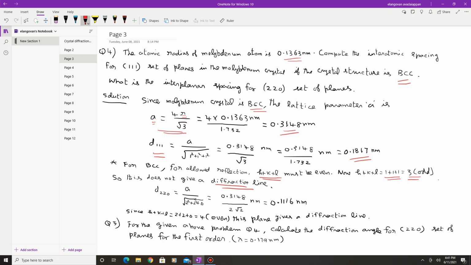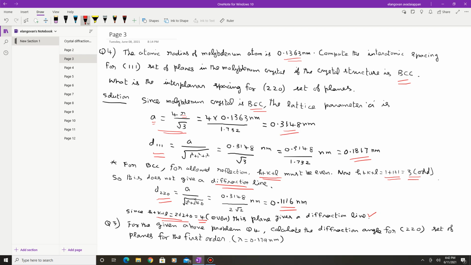Suppose if we take another plane, 220 plane. For 220 plane, the interplanar spacing d220 can be calculated by a divided by square root of 2 square plus 2 square plus 0 square. Now this value is found to be 0.1116 nanometer. Now here, what is the sum h plus k plus l, which is 2 plus 2 plus 0. This is an even number. Since it is an even number, this plane gives a diffraction. So this plane gives a diffraction line, whereas the 111 plane won't give any diffraction. But the interplanar spacing can be calculated by this method.